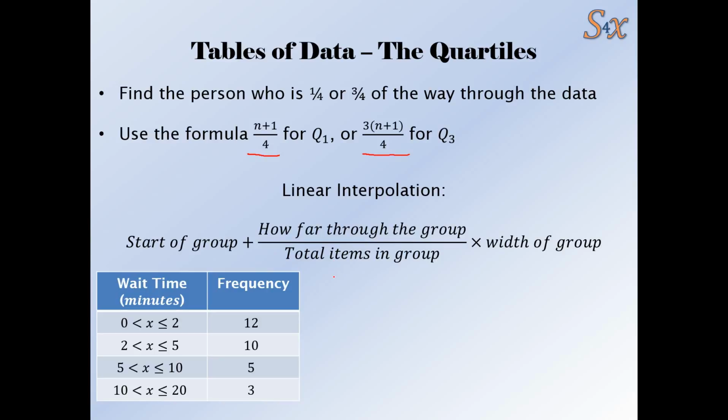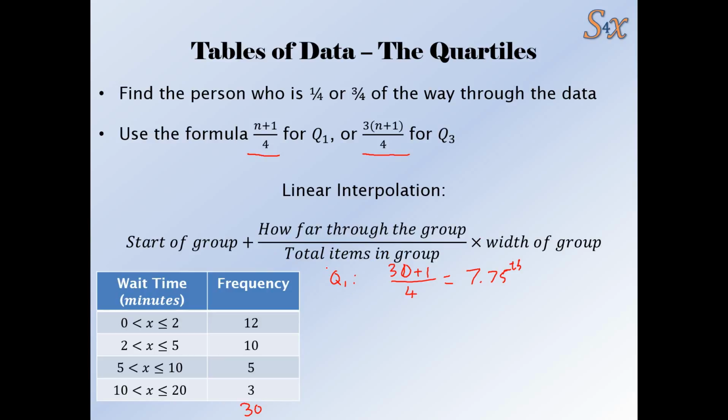So let's start with Q1. We want to find the person who's a quarter of the way through the data, so I do n plus 1 over 4. Remember there were 30 people here in total, so I do 30 plus 1 over 4. That gives me, I want the 7 3/4 person. Again, this sounds very strange, but it's fine. We can just do an interpolation to find it. It's between the 7th and 8th person and closer to the 8th person we're trying to find.